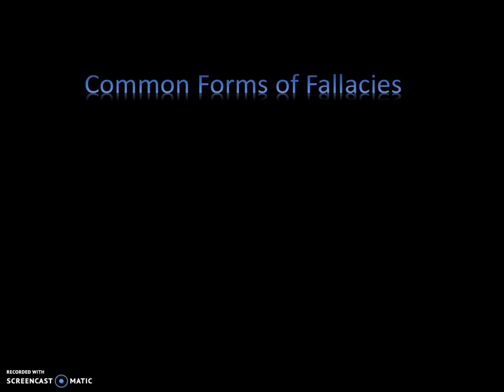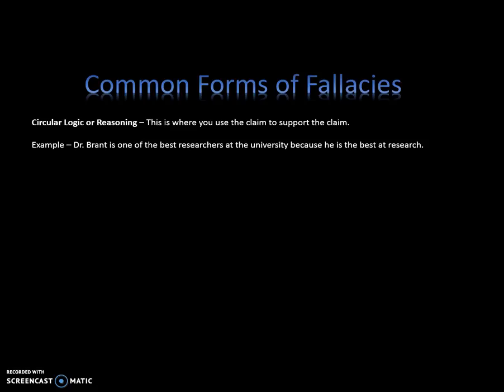So the first fallacy is what we would call circular logic or reasoning, and this is where you use the claim to support the claim. So for example, Dr. Brandt is one of the best researchers at the university because he's the best at research. So the claim is Dr. Brandt is the best researcher, and the supporting evidence is he's the best at research. It's just a spiral, a circle that doesn't go anywhere.